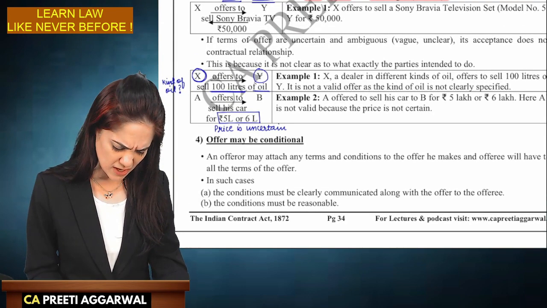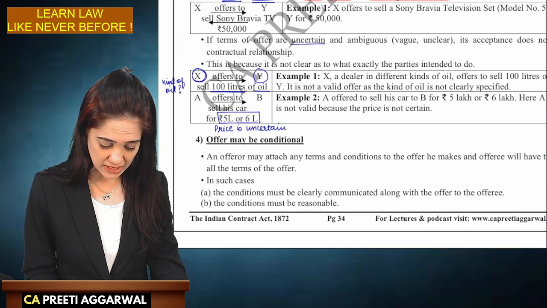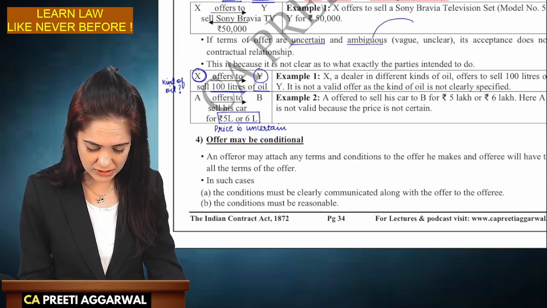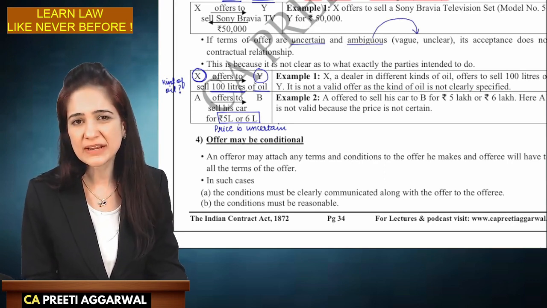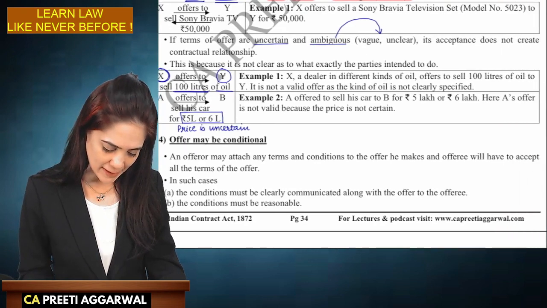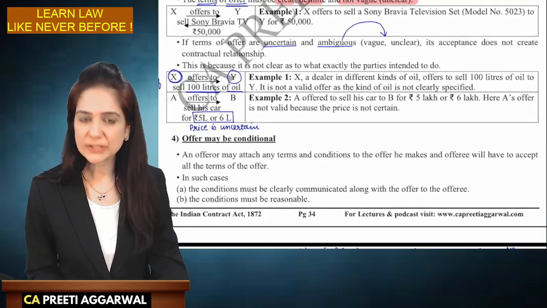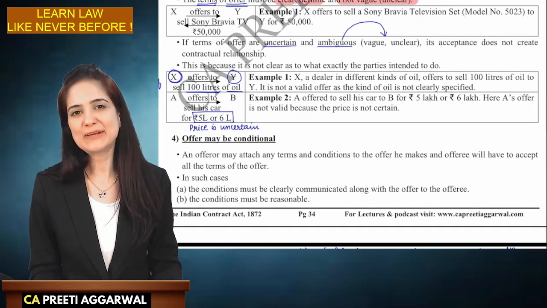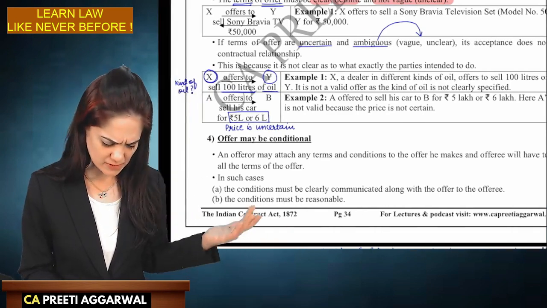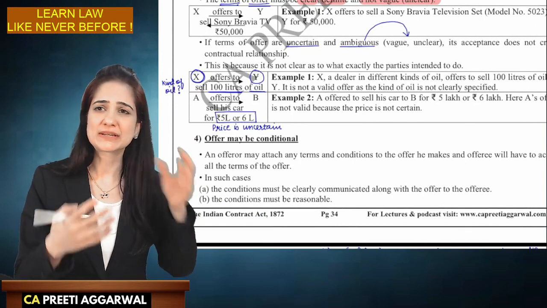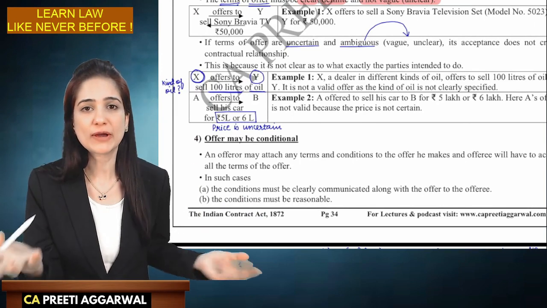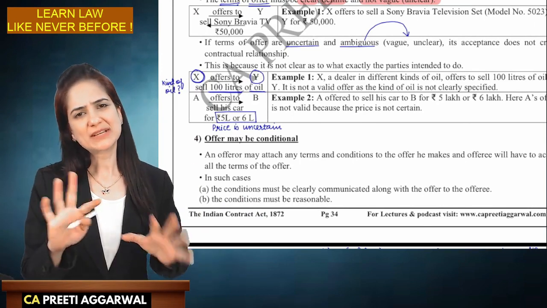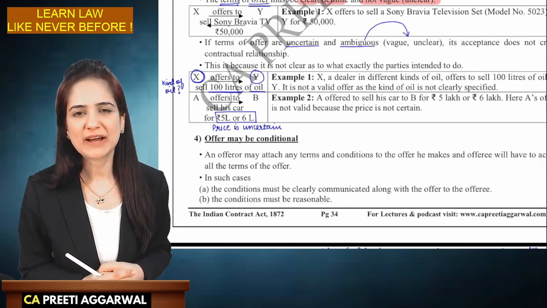If the terms are uncertain, they are ambiguous. What is the meaning of ambiguous? They are vague. They are unclear. The acceptance will not create a contractual relation, because we are not clear as to what exactly the parties intend to do. Sometimes the price is not clear, the type of product or the type of oil is not clear. So there is some confusion. It will not be a valid offer.